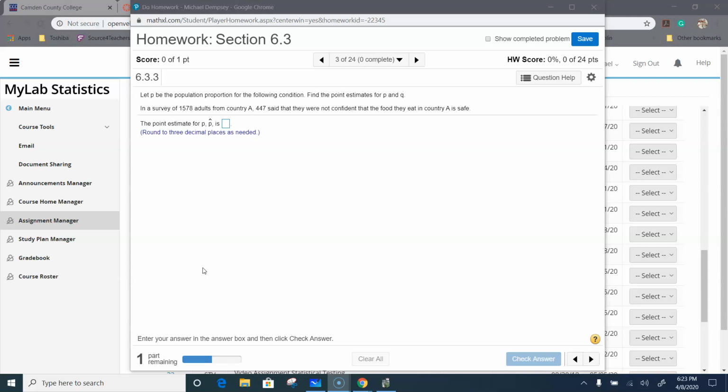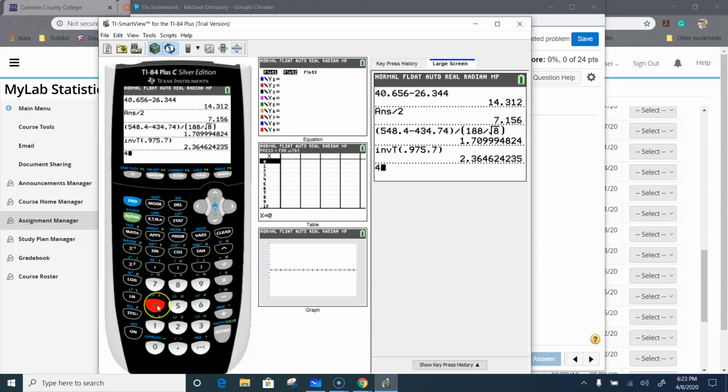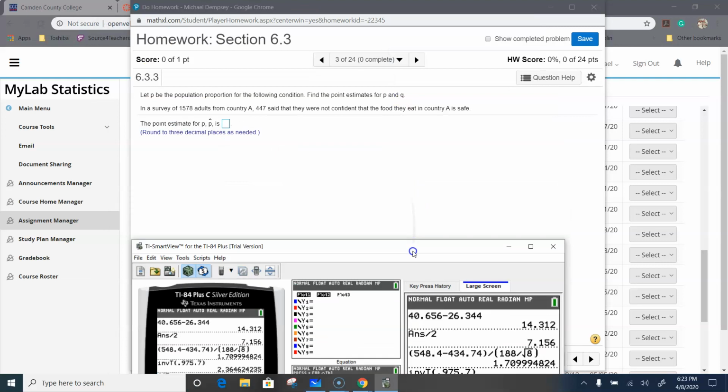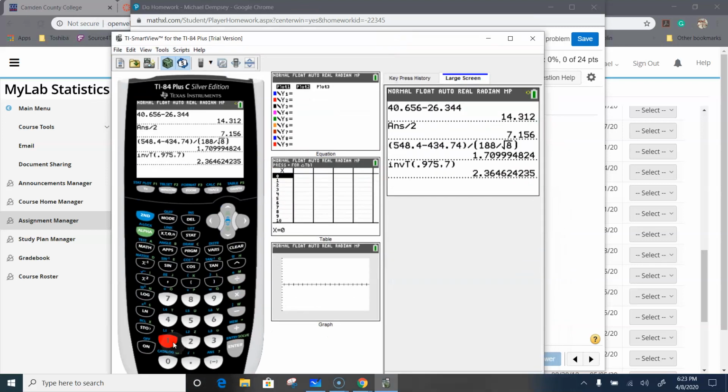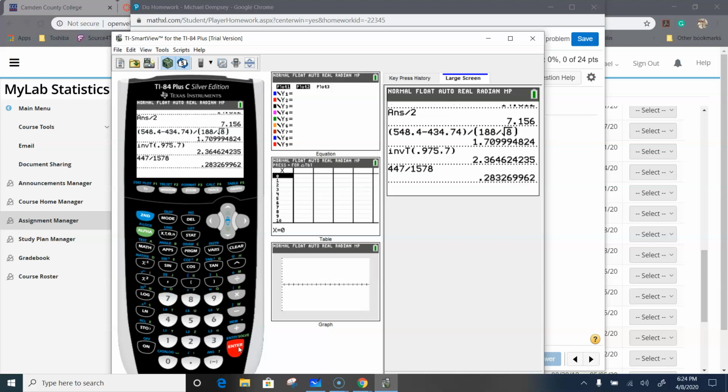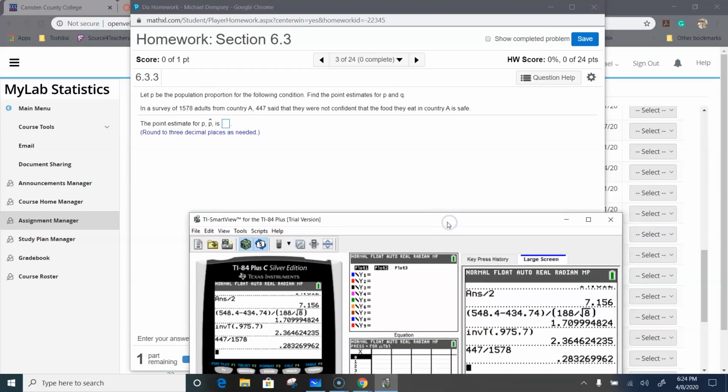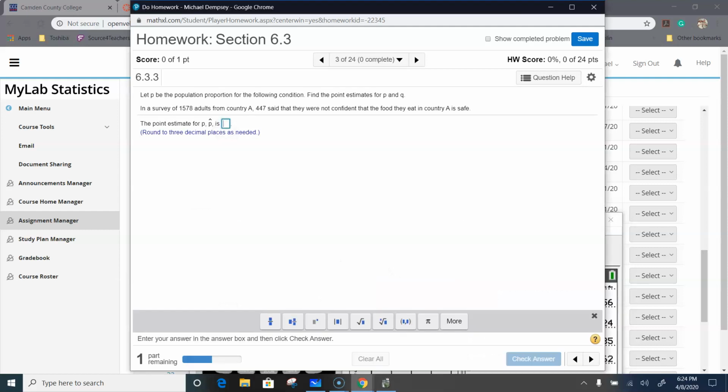So first one here, just real basic terminology. When we're talking about a point estimate, we're talking about our sample. So in this particular sample, they had 447 that were confident out of the 1578. So we just take 447 divided by the 1578, and we get 0.2833. So that would be 0.283.